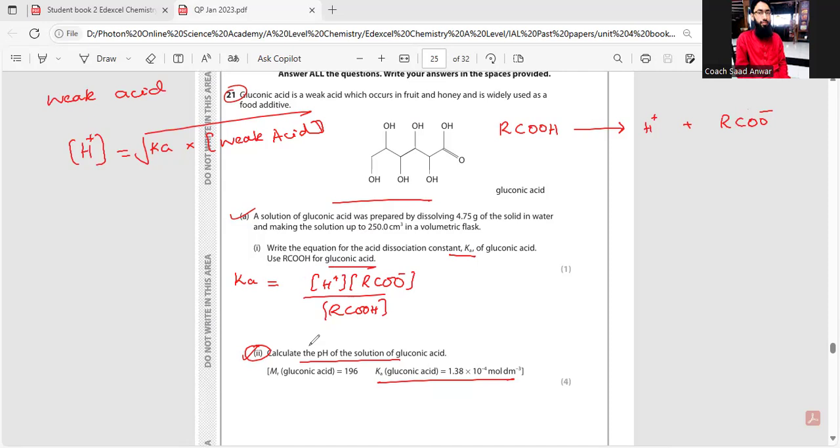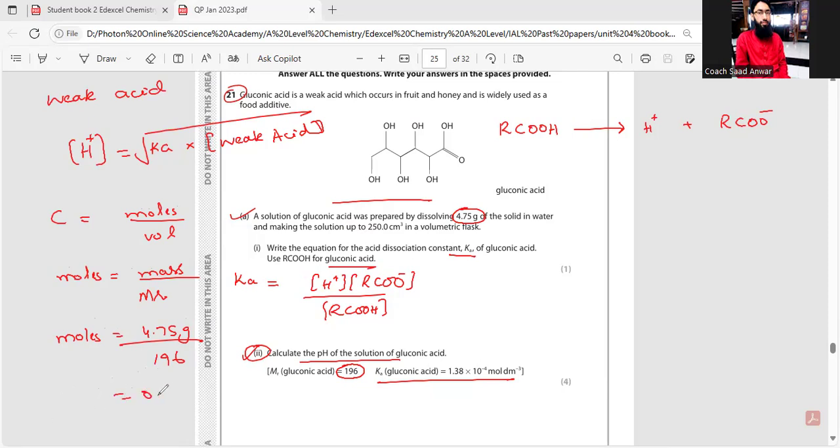So now I have to calculate the concentration of the solution. Concentration is equal to moles over volume, and moles is equal to mass over molar mass. Mass is given here, 4.75 gram. Molar mass of gluconic acid is given here, 196. So when I divide 4.75 by 196, I would get 0.0242. This is the moles.